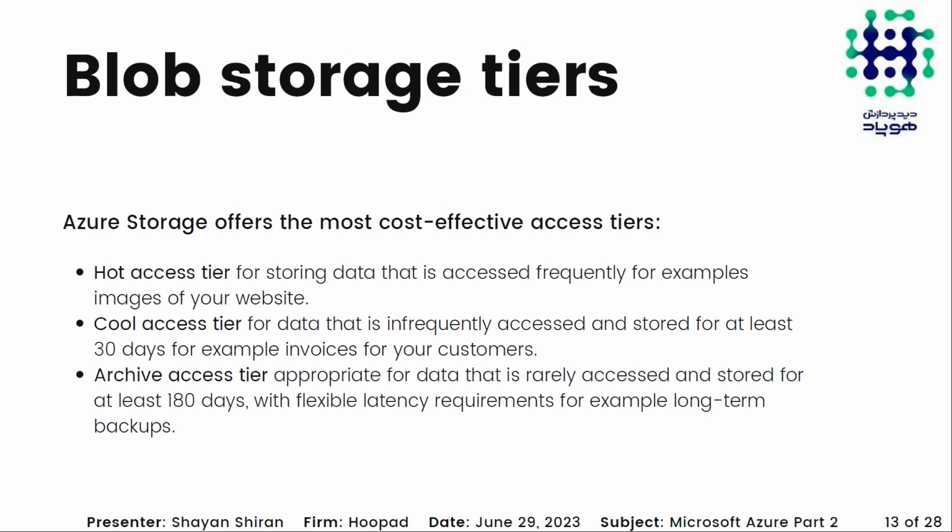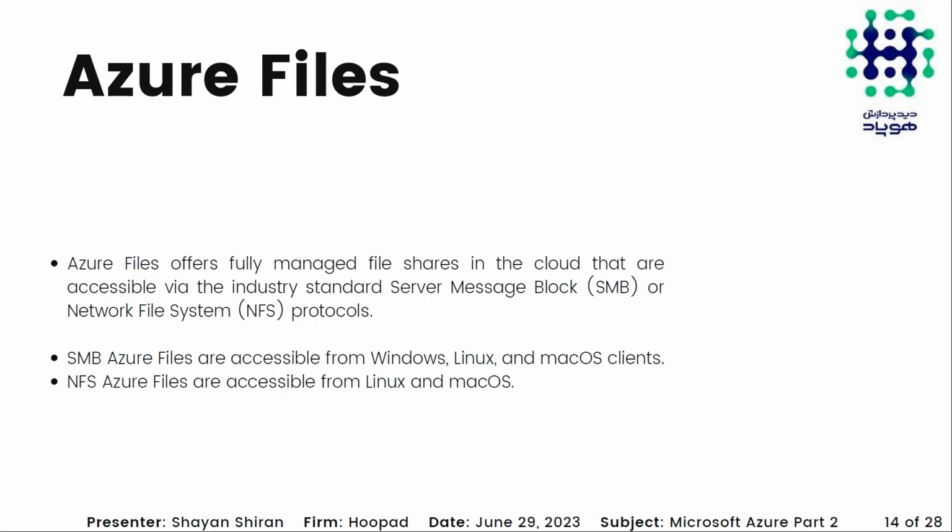It depends on our kind of work in choosing which one of these tiers we want to use. We can use the hot access tier for our applications, and we can also use the cool access tier, but if we want high availability and durability and high accessibility, it's better to use the hot access tier. And that's that.